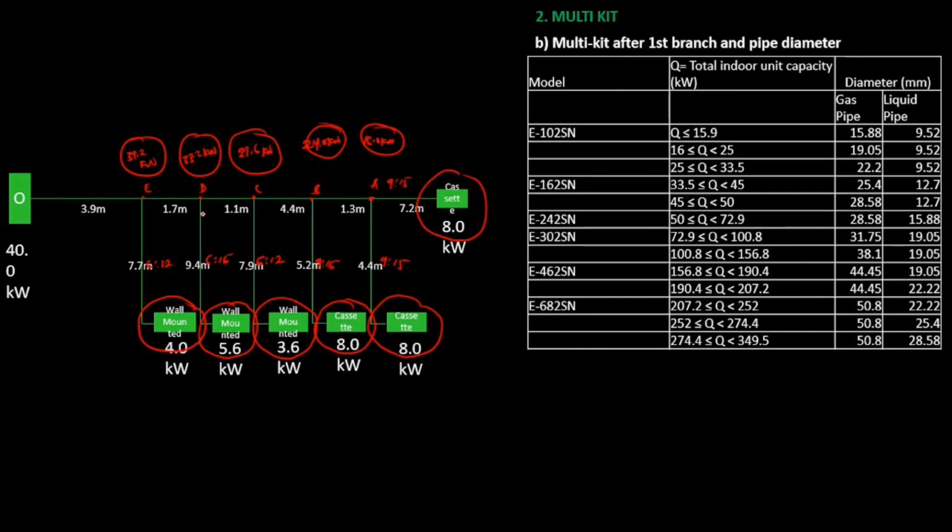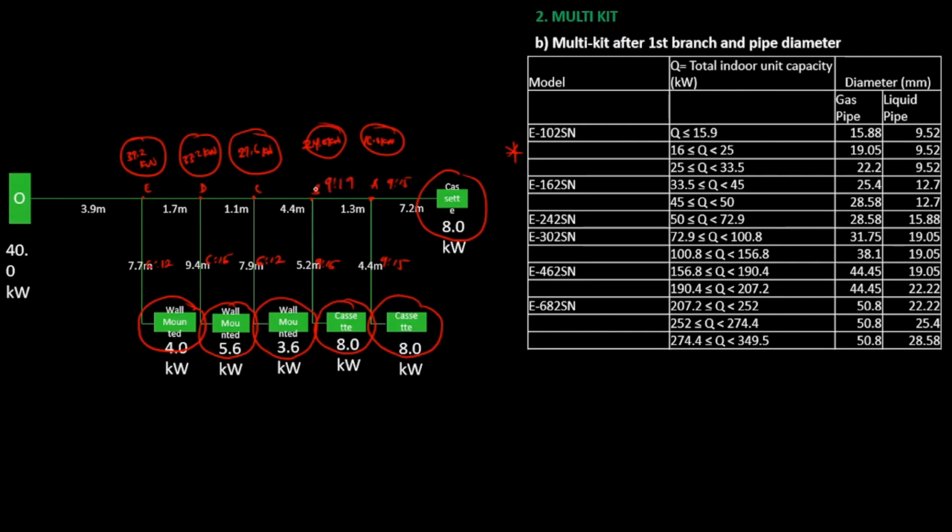To determine the pipe sizes between the multi-kits, I said we would use this table. At branch A, the total indoor unit capacity is 16.0 kilowatts, and 16.0 kilowatts falls within this range here. So the right liquid pipe size to use is 9.52 millimeters, while the right gas pipe size to use is 19.05 millimeters. So we'll come here and write 9 and 19.